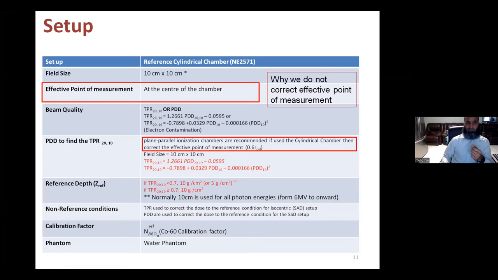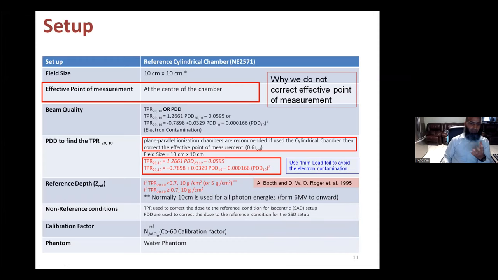There are two methods. You can use the plane parallel ionization chamber, which is normally the recommended chamber, or you can use the thimble chamber, but you have to correct the effective point of measurement for both of them if you are using a TPR or PDD method. So these are the informations. And you can use the lead foil to avoid the electron contamination, which I actually discussed. There's a very good, beautiful paper written by Rogers in 1995. You can read through it and it will give you information on why we are using lead foils to avoid the electron contamination.